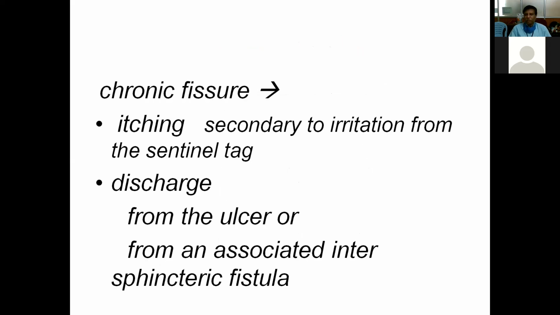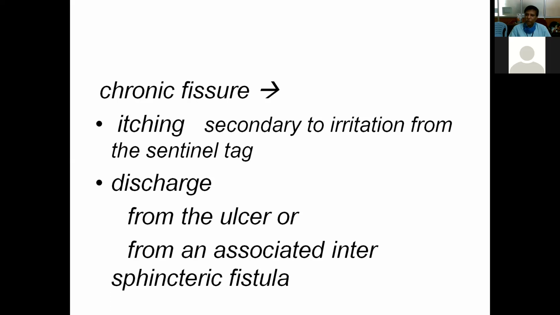In chronic fissure, the pain will be little. There may or may not be bleeding, but other symptomatology will arise, like itching, which is secondary to irritation from the sentinel tag. So hypertrophied papilla and sentinel tag will develop in chronic fissures. They will not allow the perfect closure of the anal canal in the resting condition. So there will be a little ooze from the anal canal, spoiling the perianal skin.